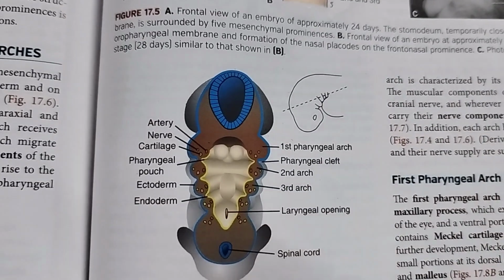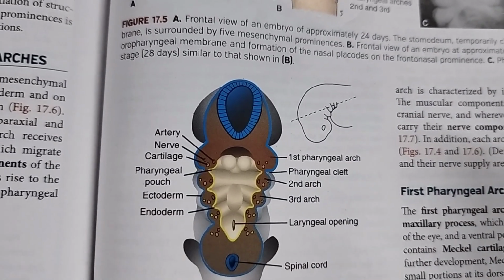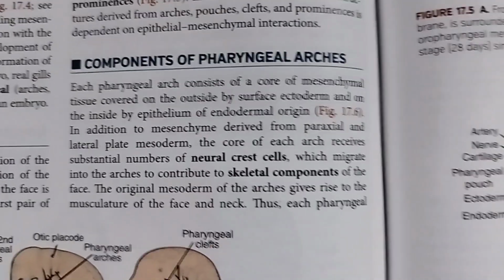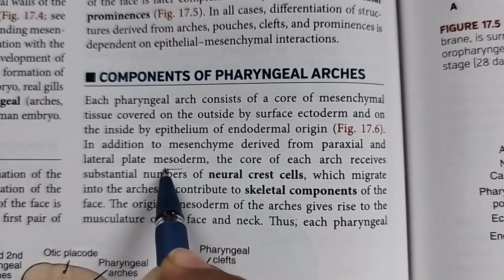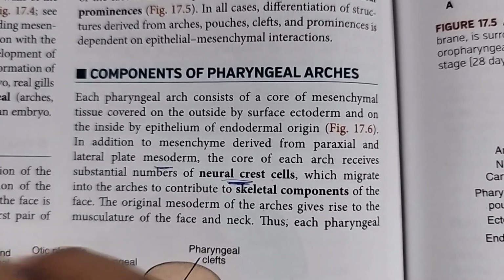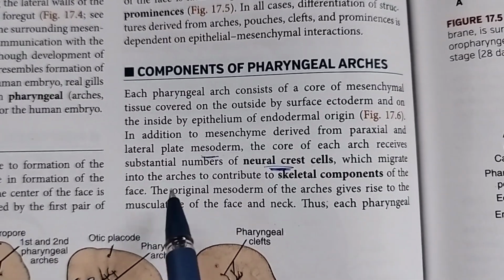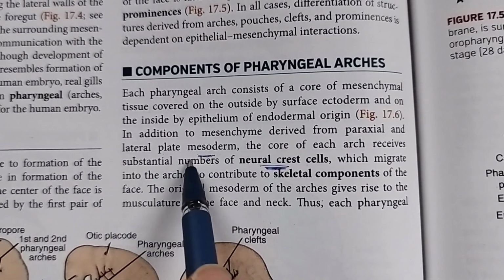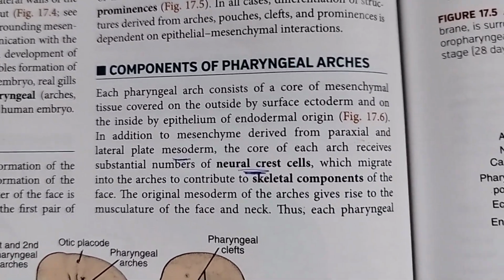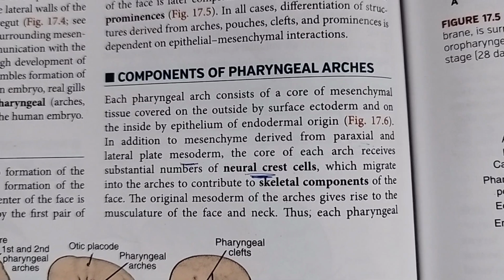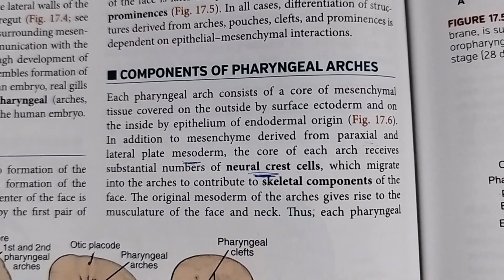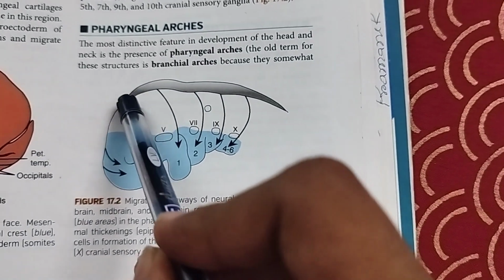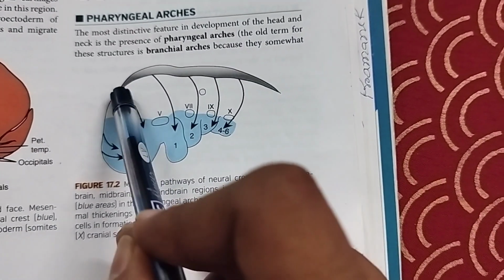The mesenchymal tissue of pharyngeal arches has two components. Mesodermal component, you can see here, it is formed from the mesoderm and also from the neural crest cells. And which mesoderm? Lateral plate mesoderm and paraxial mesoderm. So the mesodermal component of pharyngeal arches comes from lateral plate mesoderm and paraxial mesoderm. And where have these neural crest cells come from? You can see the neural crest cells have migrated from this portion to pharyngeal arches.